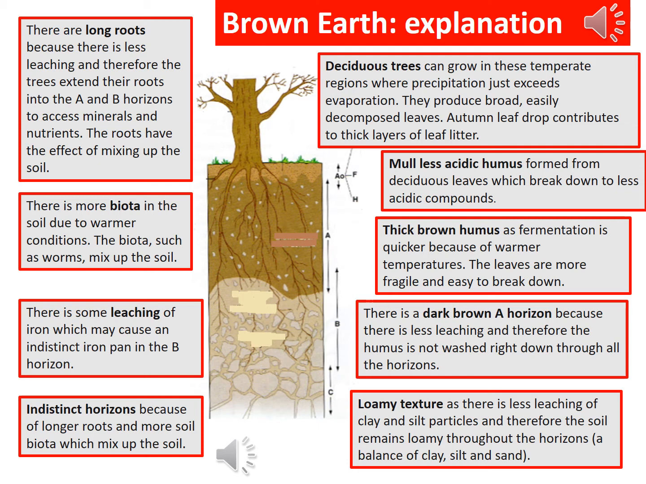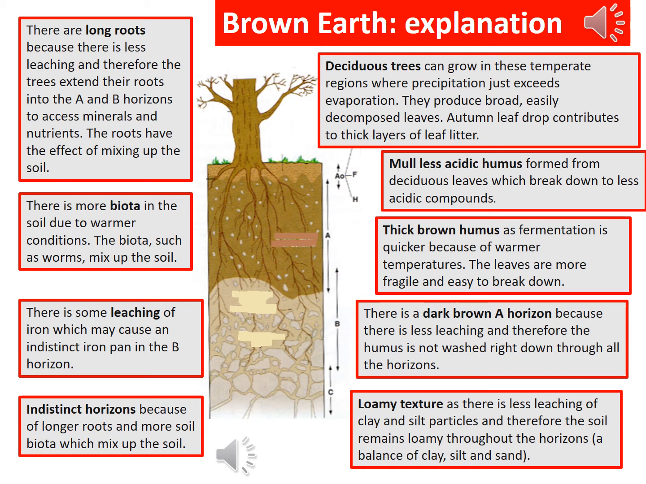So if you look at the diagram, you can see that we've got that wavy boundary line between your A and your B. It kind of crosses over if you're looking at the arrows to the right hand side of the diagram. Remember I said about the precipitation just exceeding evaporation? That leads to a little bit of leaching. Not as much as in a podsol, but we do get a little bit. And because we do have some leaching, a weak iron pan can develop in B.